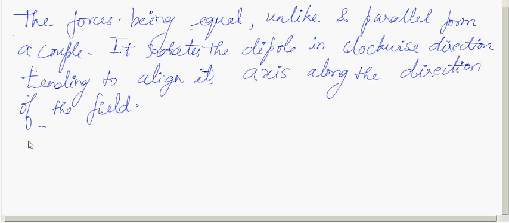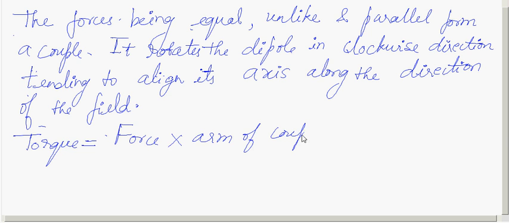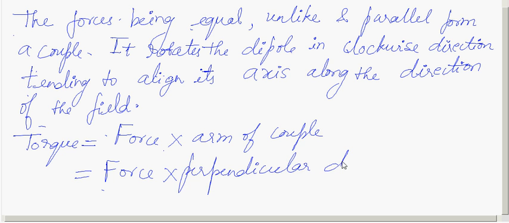Therefore, torque is given by force multiplied by the arm of the couple. The arm of the couple is the perpendicular distance between the forces. So torque is the magnitude of any one force multiplied by the perpendicular distance between the forces.